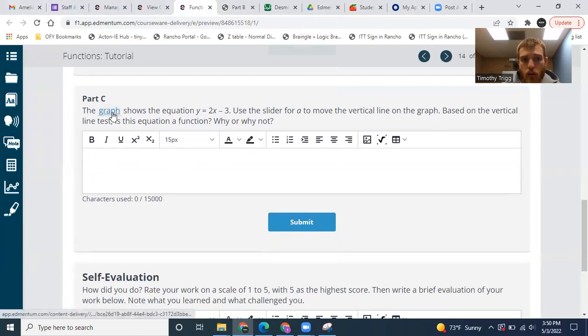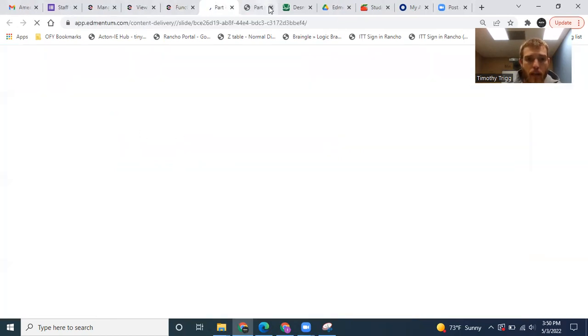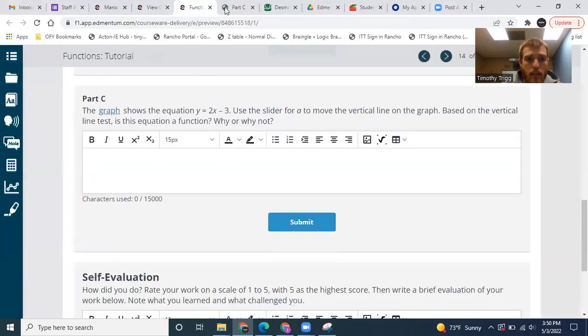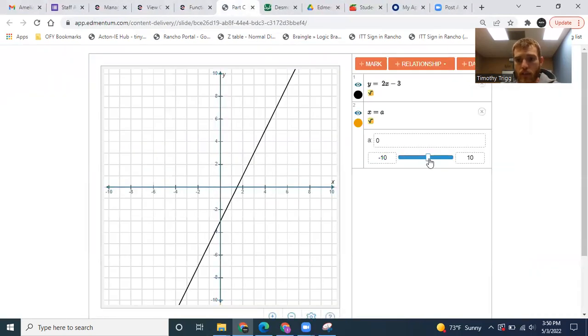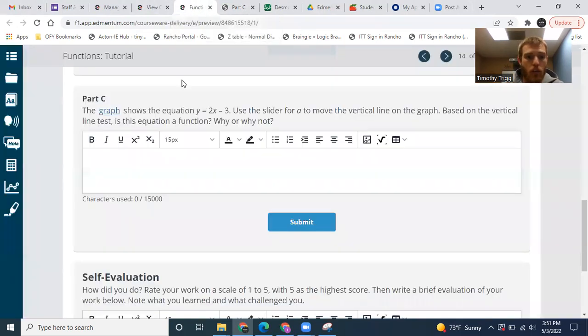Okay, let's go ahead and take a look at this graph, graph C, 2x minus 3. We're going to see whether this passes or fails the vertical line test. So let's see, we could use this slider to draw this yellow line. And as you can see, no matter where I put this line, it only touches the relation once, right? Since it's only touching this black line once each time, it is a function because it passes the vertical line test.